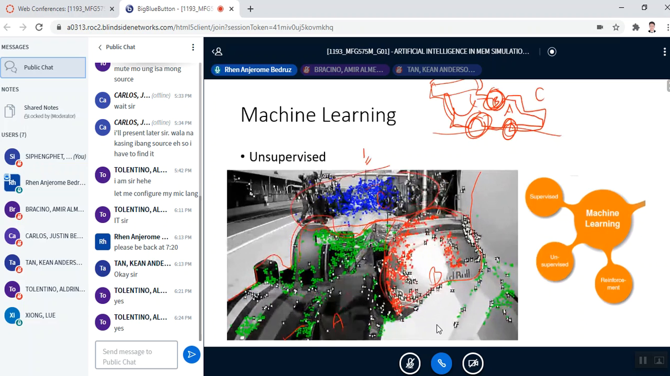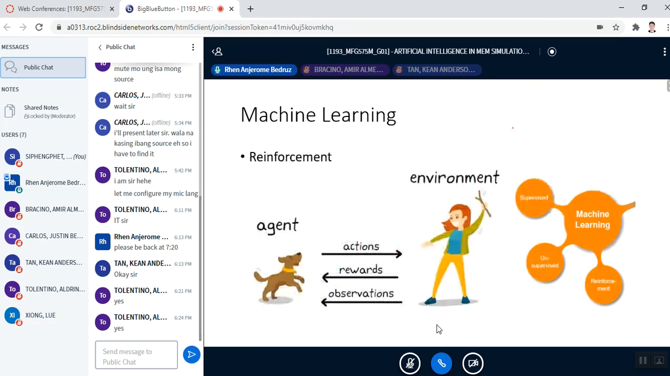Good. Now, the third one is reinforcement learning. Reinforcement learning is the same type of learning as in living organisms or living things, particularly how you train a child or how you train a dog. So, for example, you are training this dog. Let's say this is your AI. You are training your AI.